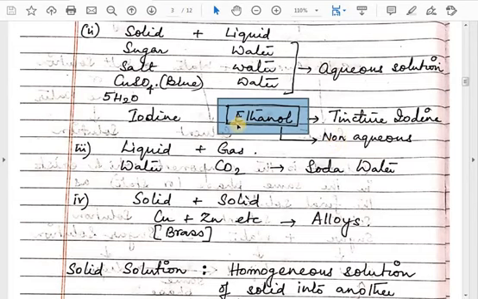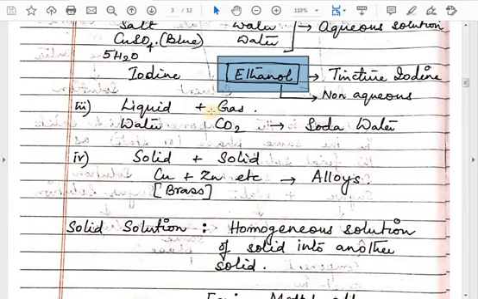If it is alcohol specifically, here I have mentioned ethanol, or methanol, or isopropyl alcohol, which is very common nowadays, that is called a non-aqueous solution. And iodine in ethanol is called tincture of iodine. Iodine dissolves in ethanol. Otherwise, any alcohol solvent, then it is called tincture.